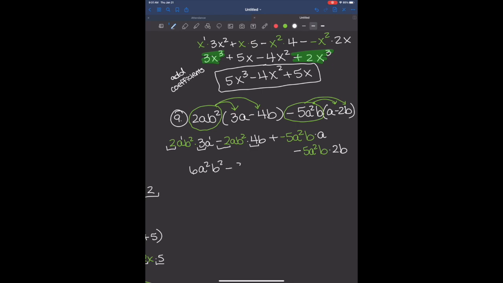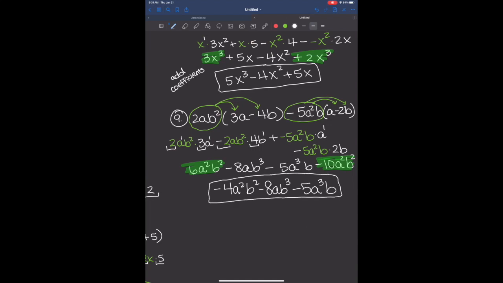Remember, the coefficients are the big numbers in front of all the letters. So when we're multiplying, we add exponents, multiply coefficients. When we are adding, we add coefficients only. Nothing happens to the exponents. So we end up with negative 4a squared b squared minus 8ab cubed minus 5a cubed b.